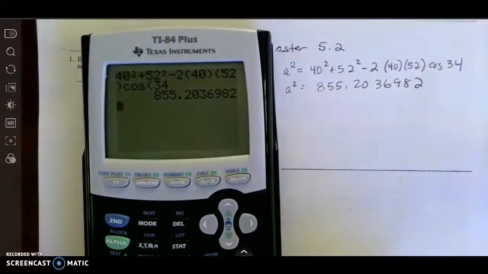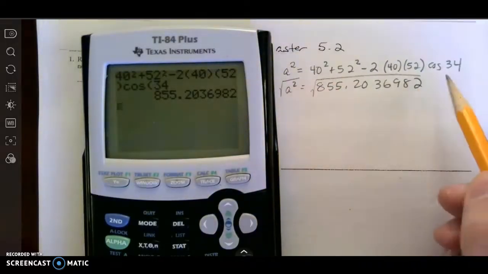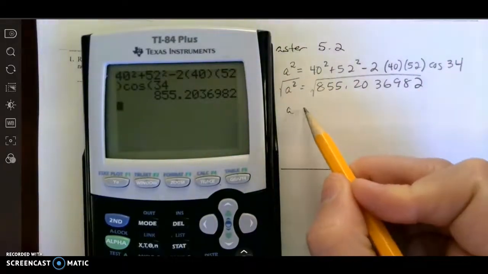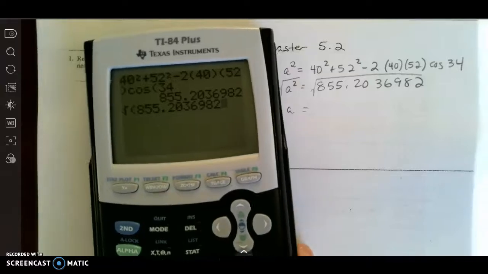855.20369882. Then I'm going to go ahead and take the square root of both sides. I don't need plus or minus because it's the length of a side. And so I would take the square root of 855.20369882. I'm going to let you guys do that in your calculator and get an answer for A.